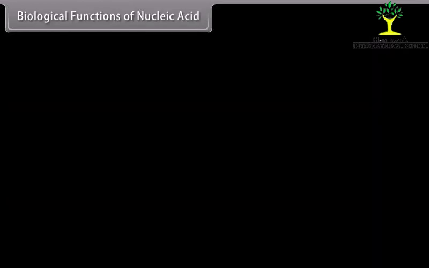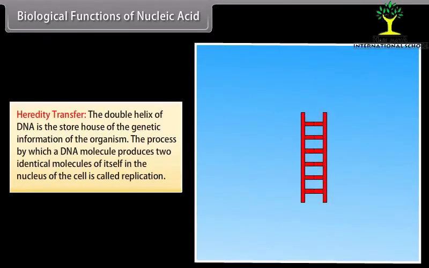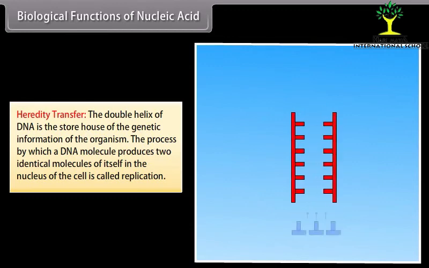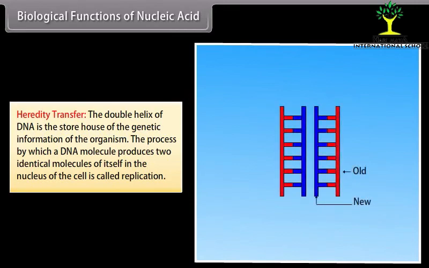Biological functions of nucleic acid. Heredity transfer. The double helix of DNA is the storehouse of the genetic information of the organism. The process by which a DNA molecule produces 2 identical molecules of itself in the nucleus of the cell is called replication.